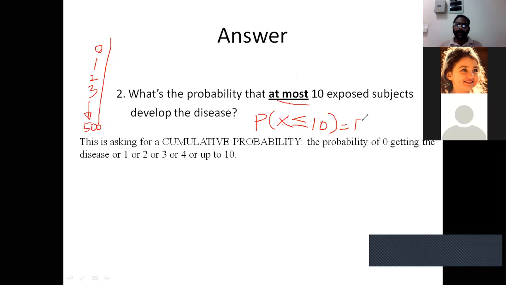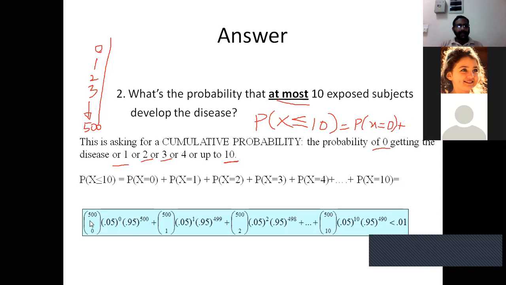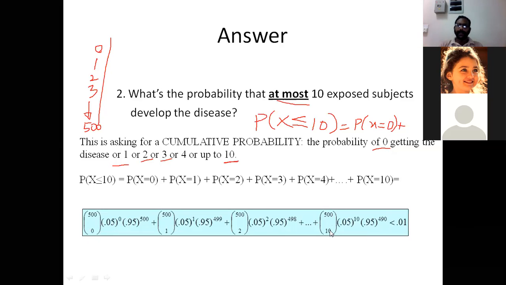As we said, we can say probability of X equal to 0, probability of X equal to 1, and so on. Getting 0, getting 1, getting 2, getting 3, it goes up to 10, as we discussed earlier. So these are the simple form of accumulating the probabilities. We'll have to find out one by one. This is for getting X equals 0. That means 0 people exposed to the disease out of 500. One person getting exposed to the disease out of 500. 2, 3, 4, etc., it can go up to 10.